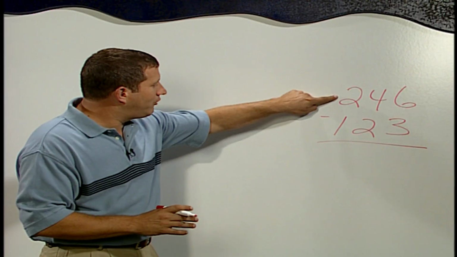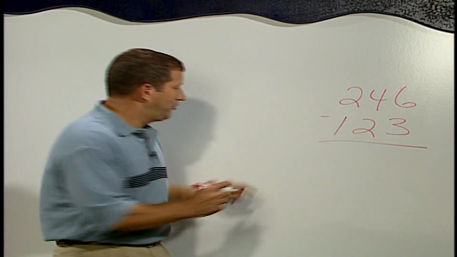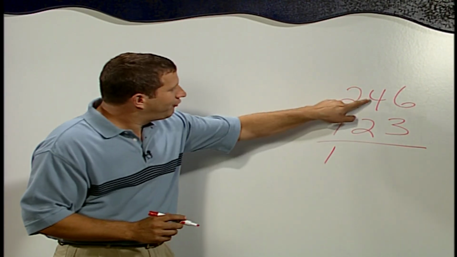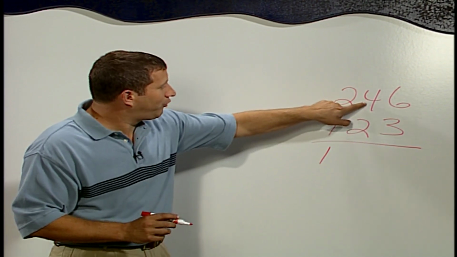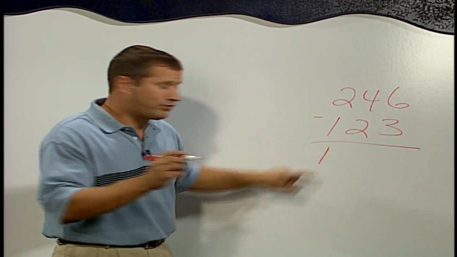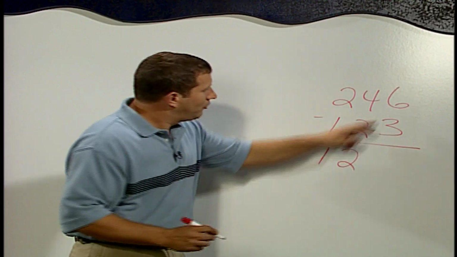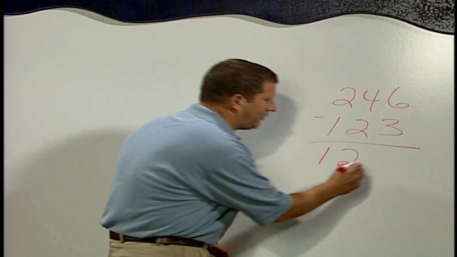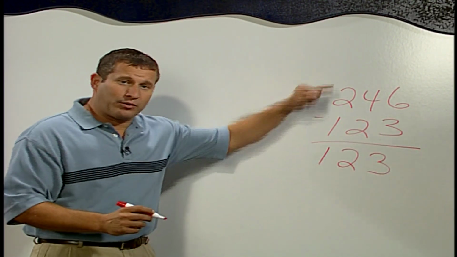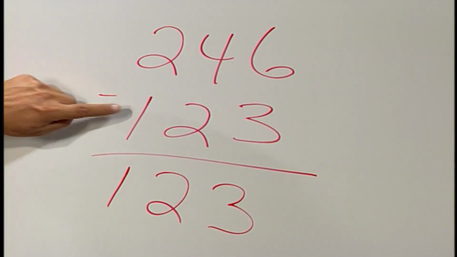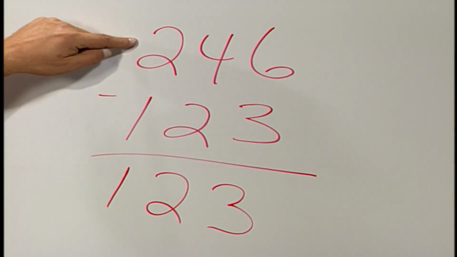So what's 200 minus 100? You're going to get 100. And then 40, because that's in the tens, so 40 minus 20 is 20. And then 6 minus 3 is 3. And if you do it backwards, you'll see that 123 plus 123 equals 246.